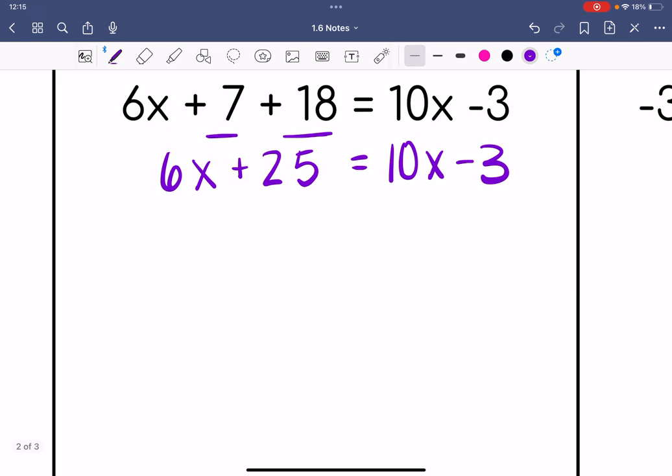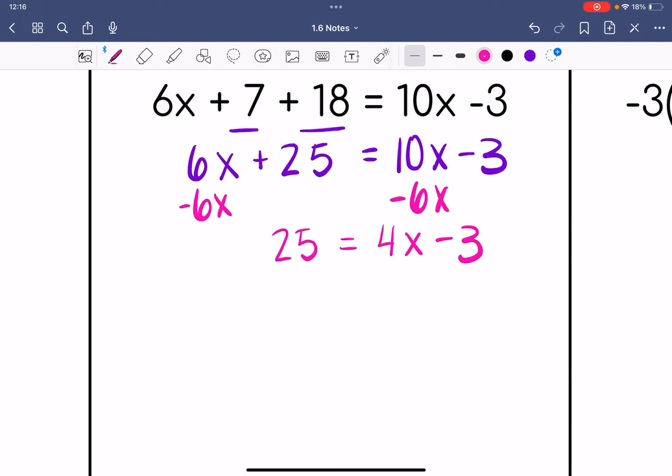From here, we have a choice. We can choose to subtract 6x from both sides, or we can choose to subtract 10x from both sides. Like I said, I'm going to always choose to move things so that things stay positive. So I'm going to choose to subtract 6x from both sides. So I'm going to do minus 6x on the left and minus 6x on the right. I've got 25 on the left equals 10x minus 6x, which is 4x. And I still have my minus 3.